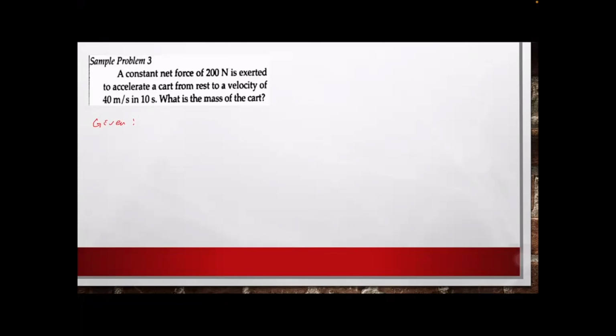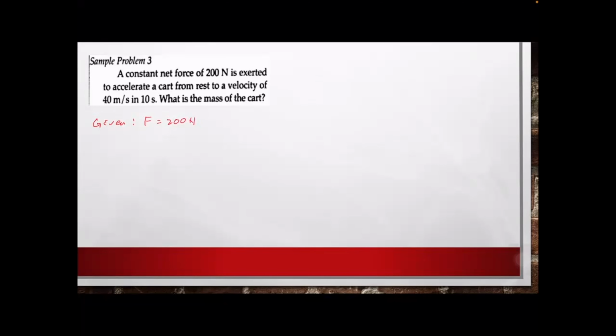Please give one given in this problem. Yes, Angelito. 200 N po. Ano yung 200 N? F po. Ha? F. The force. It's 200 Newton. Another given.